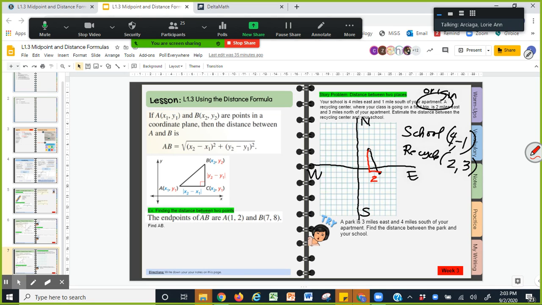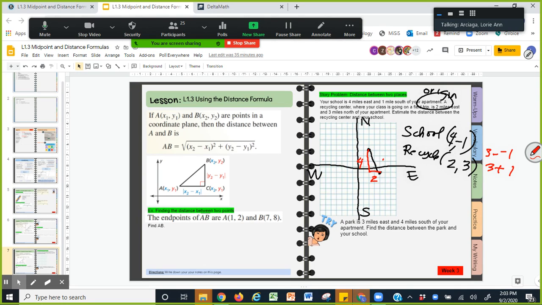Okay, now let's count this. 1, 2, 3, 4. Where did that 4 come from? It's 3 minus negative 1, so it turns into 3 plus 1. Yeah? So either you're doing this or you're counting the triangle, you're getting the same answer.